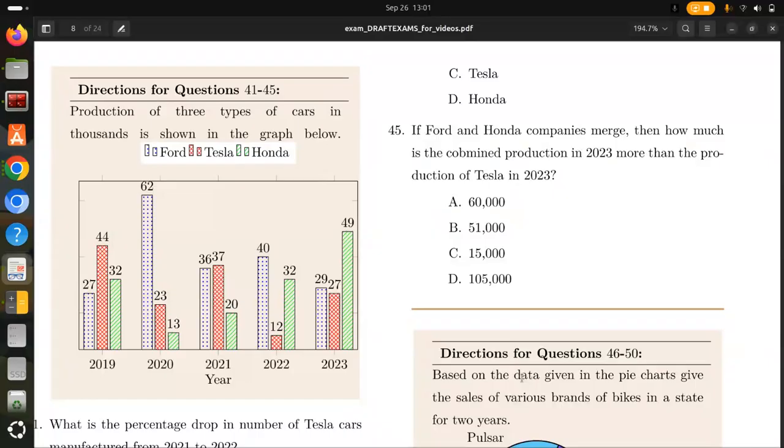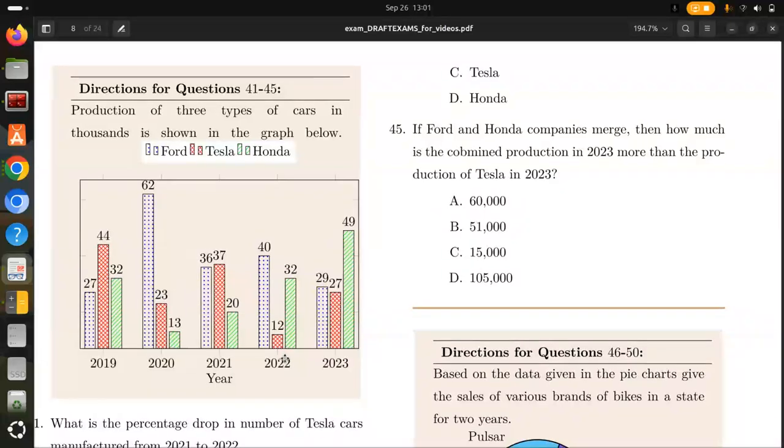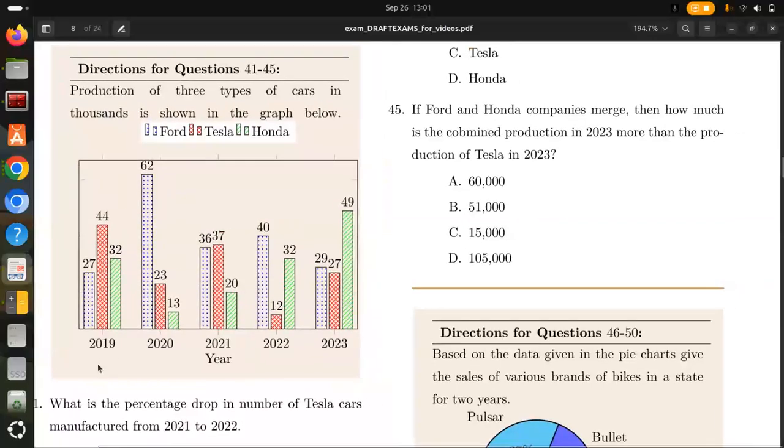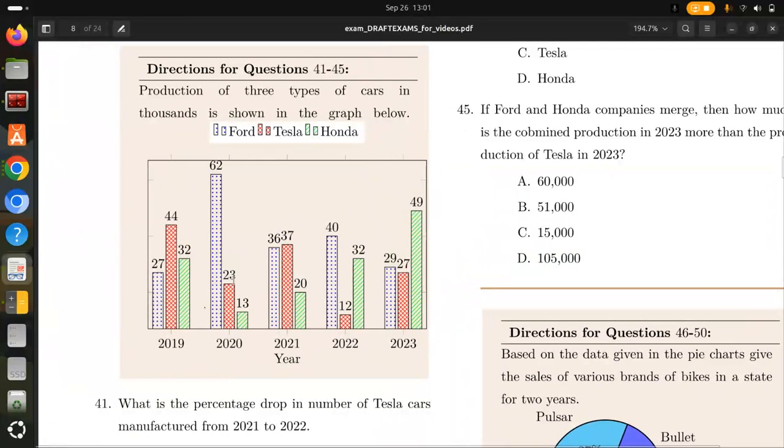Okay, so what is the question? First, the data is given. Production of three types of cars in thousands is shown in the graph below. So 2019, 20, 21, 22, 23, so 5 years, and three types of cars, which are Ford, Tesla, and Honda. So three types of cars' production data is shown. Let's try to start solving this.